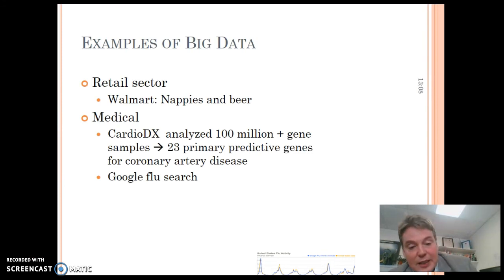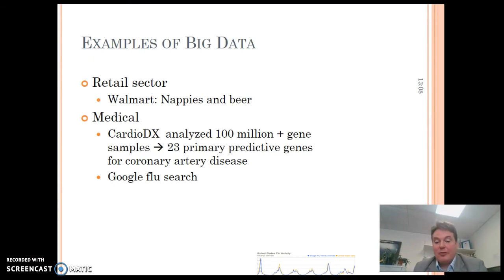Another example of big data is this company, CardioDX, analysing 100 million gene samples, and they identified 23 primary predictive genes for coronary artery disease. What's maybe a more famous example is the BRCA2 gene, which indicates somebody's predisposition for breast cancer. So the Hollywood actress and producer Angelina Jolie has the BRCA2 gene mutation. So as a result, she had a high likelihood of developing breast cancer. So she had an elective mastectomy, which means that she's less likely to develop breast cancer. So this is something that's done from predictive gene analysis.